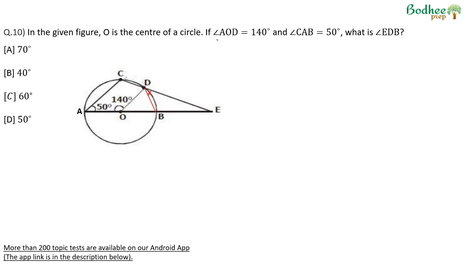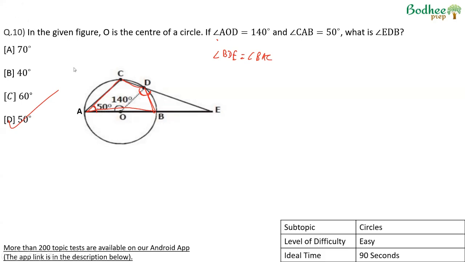Again, CDBA is a cyclic quadrilateral. Therefore, this angle plus this angle will be 180. CDE is a straight line, so this angle plus this angle will be 180. And therefore, angle BDE is equal to angle BAC. Exterior angle of a cyclic quadrilateral is equal to the opposite interior angle. BAC is 50, so EDB will also be 50. And that becomes our answer. I think this was one of the easy questions, not more than a minute to solve.